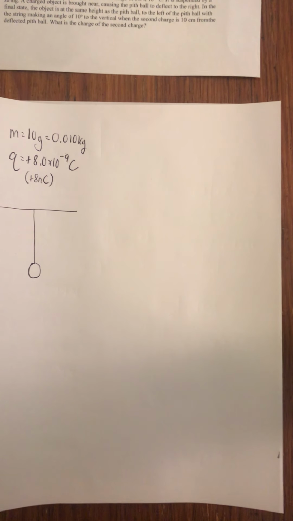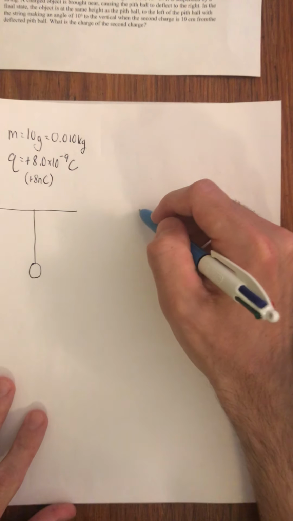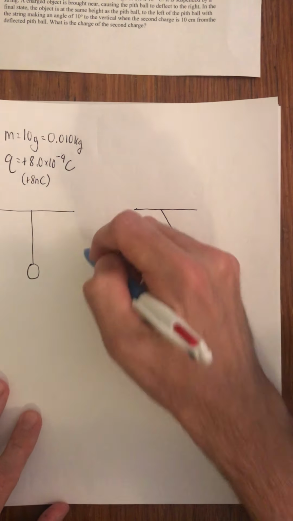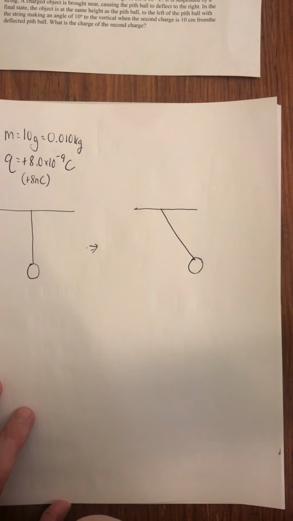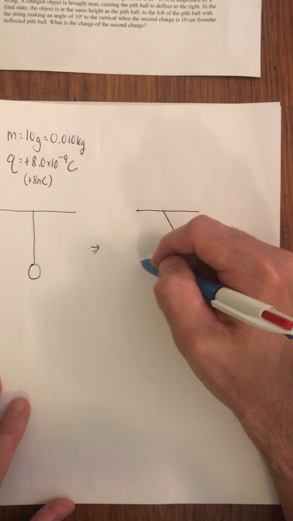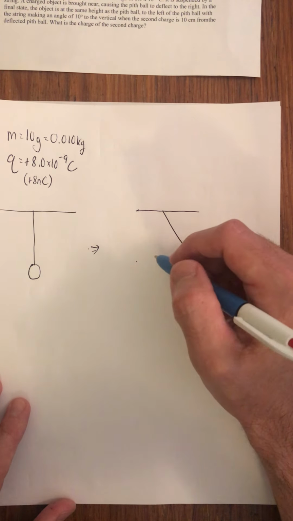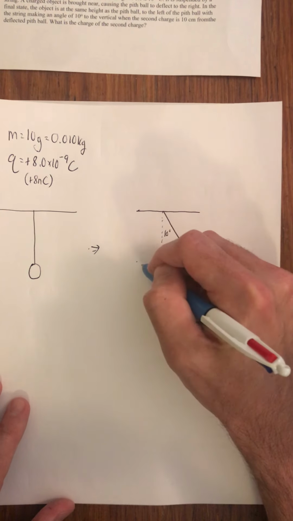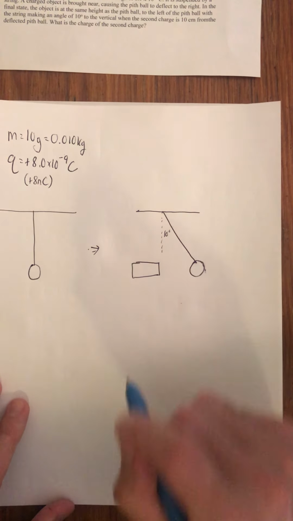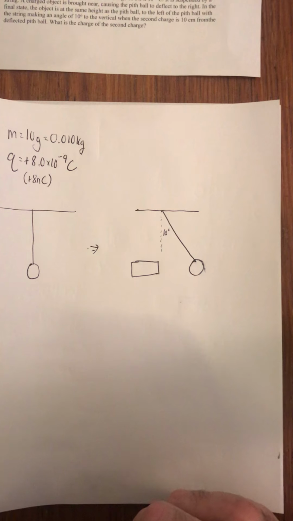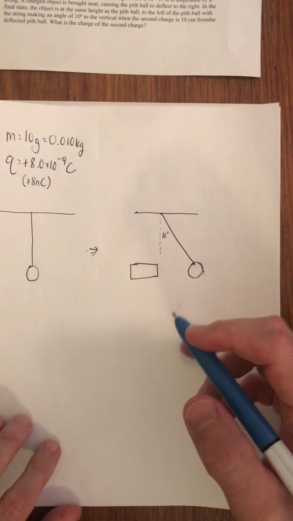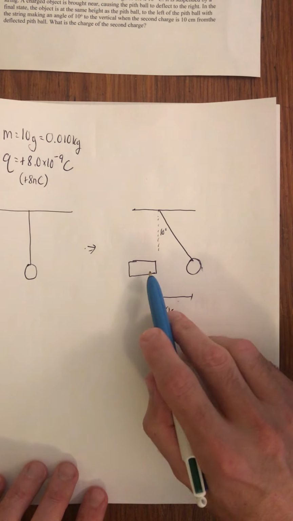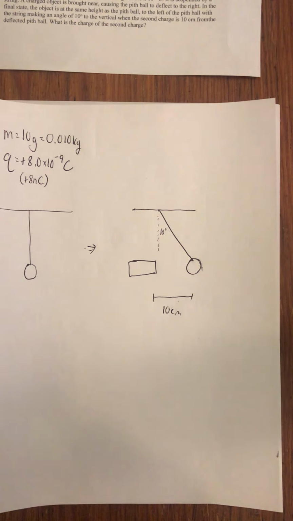A charged object is brought near, causing the pith ball to deflect to the right. So here's my pith ball, deflected to the right. In the final state, the object is at the same height as the pith ball and to the left of the pith ball, with the string making an angle of 10 degrees to the vertical. So, 10 degrees. And here's my second object. It's to the left of it. When the second object is 10 centimeters from the deflected ball, so apparently this is 10 centimeters, I want to know what the charge on this second object is.